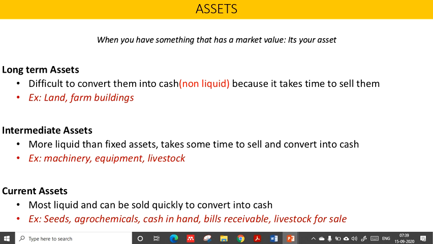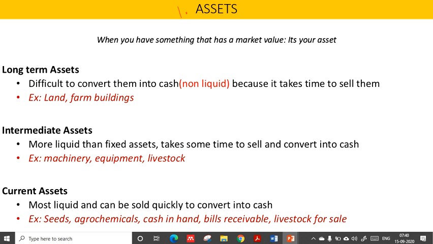A balance sheet has essentially two parts. First is assets, second is liabilities. Let's see what assets are. An asset is something that has a market value, which you have and which you can take to the market, sell, and get cash. That is your asset.